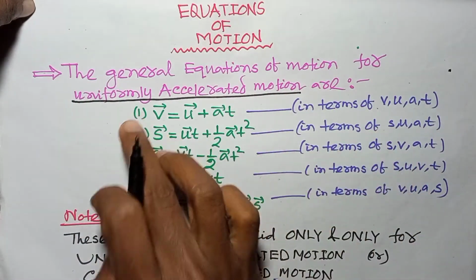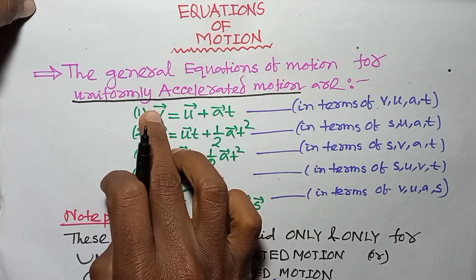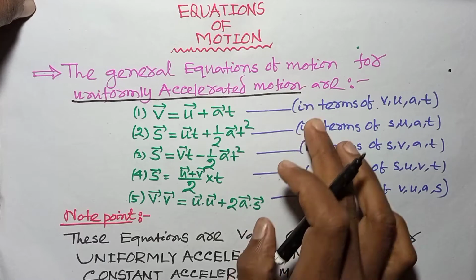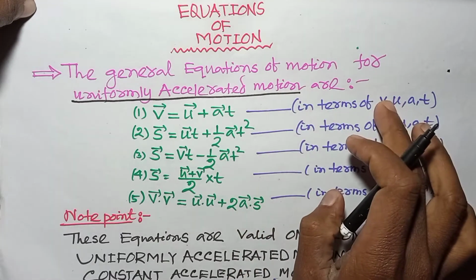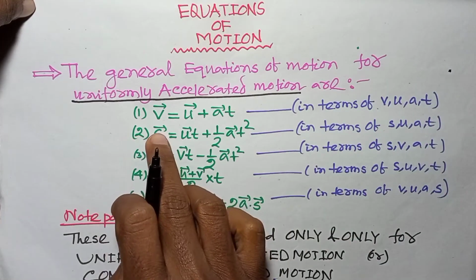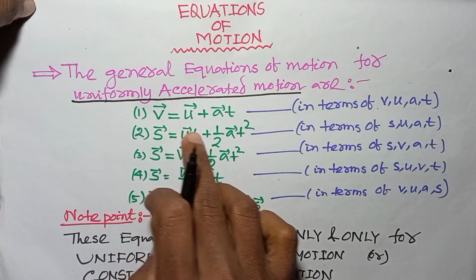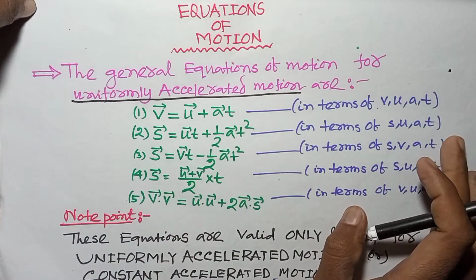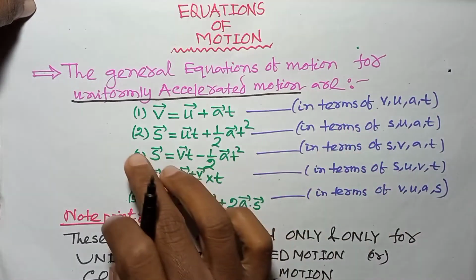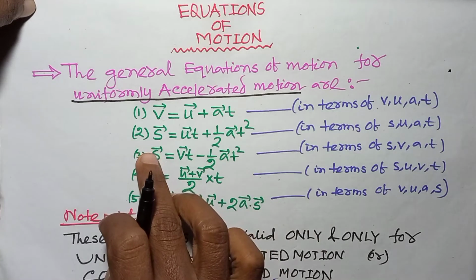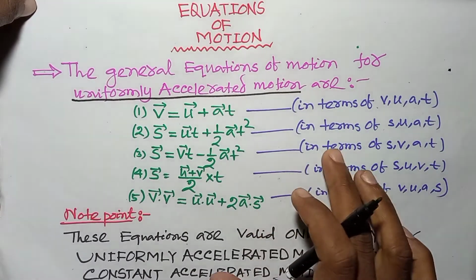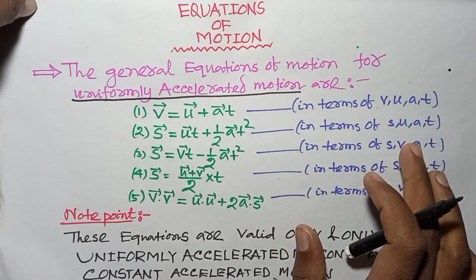Equation number 1: v vector equals u vector plus a vector times t. This equation is in terms of u, v, a and t. The next equation is the displacement vector s equals ut plus half at square, which is in terms of s, u, a, t. The third equation is s equals vt minus half at square, and this is in terms of v, s, a, t.